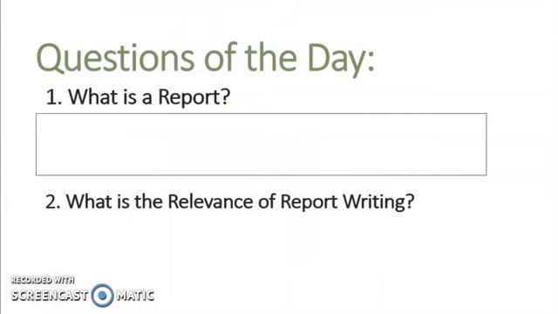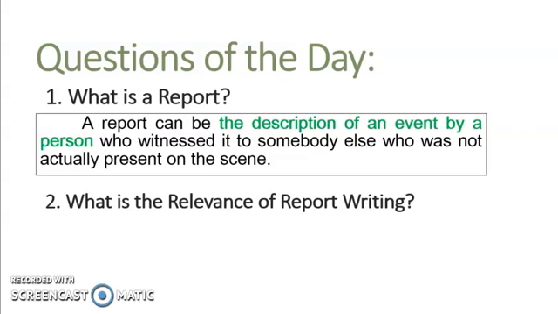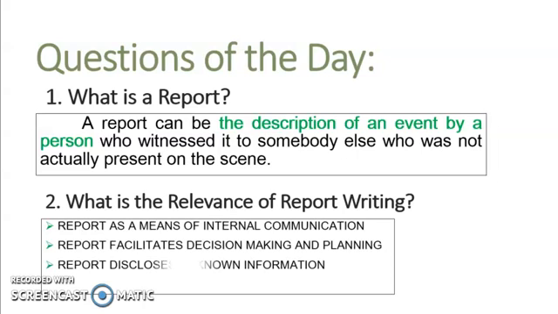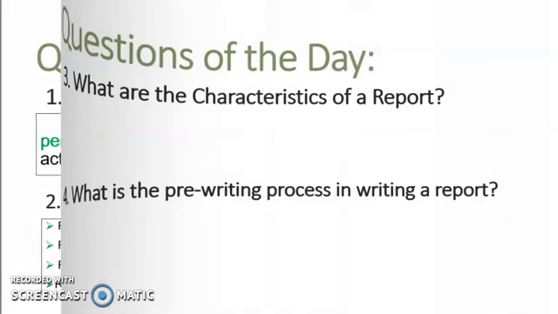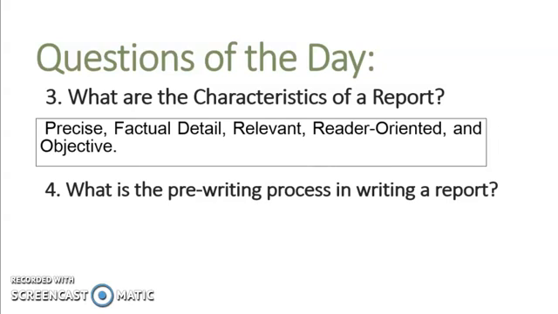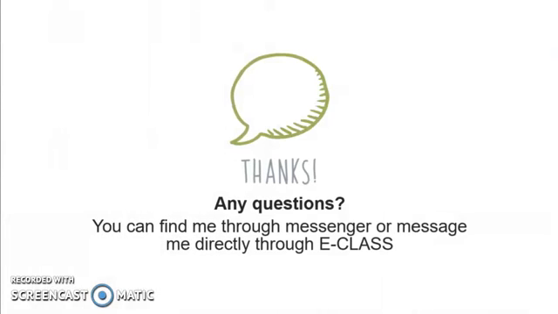And then, before I end this lesson, let us have a recap first. What is a report? It is a description of an event by a person who witnessed it to somebody else who was not actually present on the scene. And there are 4 relevance of a report. We also discussed the characteristics of a report. It should be precise, factual, detailed, relevant, reader-oriented, and objective, and the writing processes, the pre-writing processes. So there you go. Those are the things you have to keep in mind as you write a report.